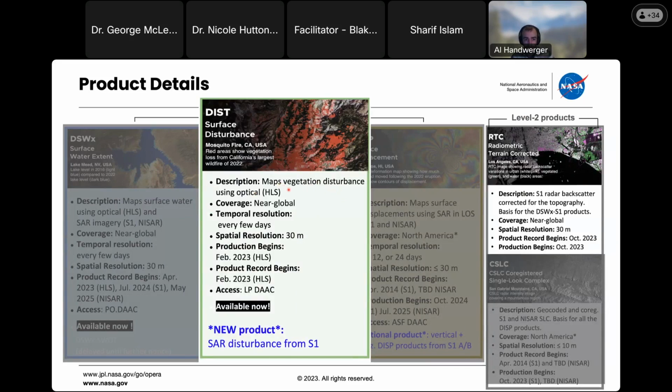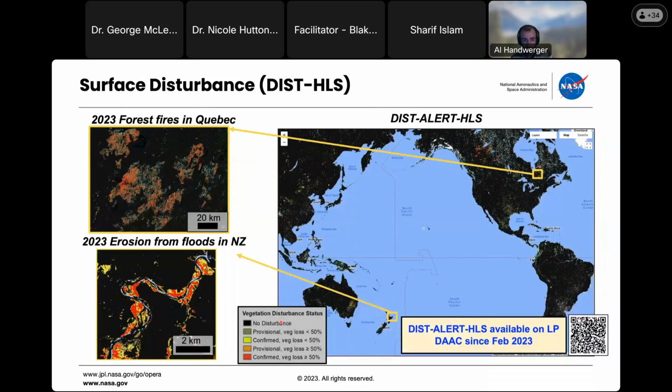This has the same coverage and temporal resolution as the water product, so it's near global with a temporal resolution of every few days and a 30-meter pixel resolution. This has been operational since February 2023, so these data are available now, and you can access these data through the Land Processes Distributed Data Archive Center. And we do have new scope to derive a product from SAR as well, although this is not yet fully planned. It's funded, and we'll have information on that in the near future.